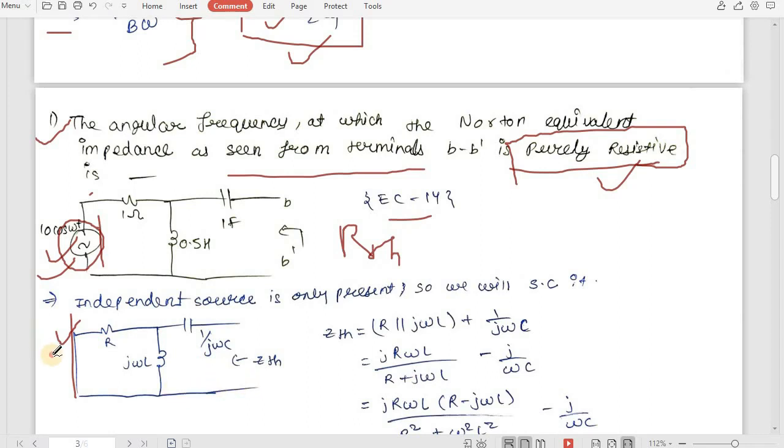Note one thing here, in this modified network I have converted L to j omega L and C to 1 upon j omega C. This is what we have seen in a detailed fashion when we started our AC circuits.